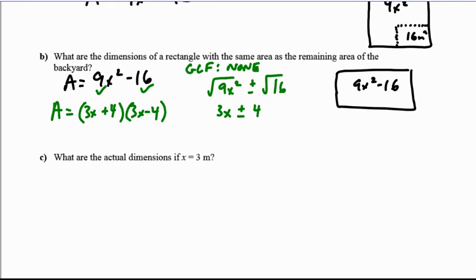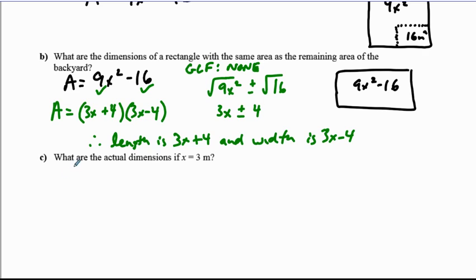So we would say, therefore, the length is 3x plus 4, and the width is 3x minus 4. Now I made the width the one with the minus because it must be taking away and the other must be gaining. So the length must be a little longer.